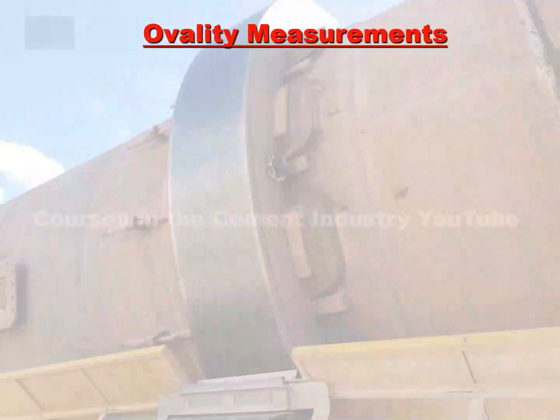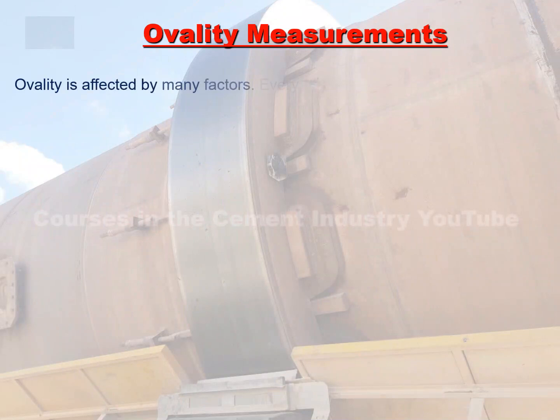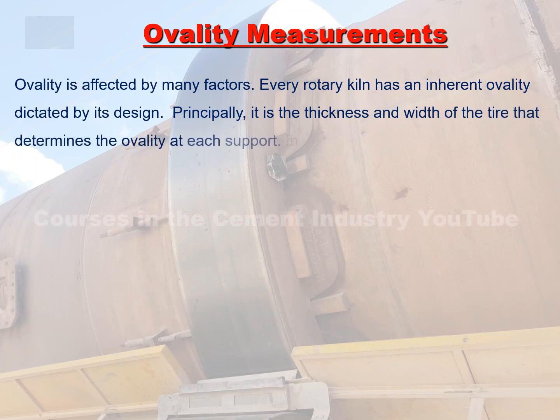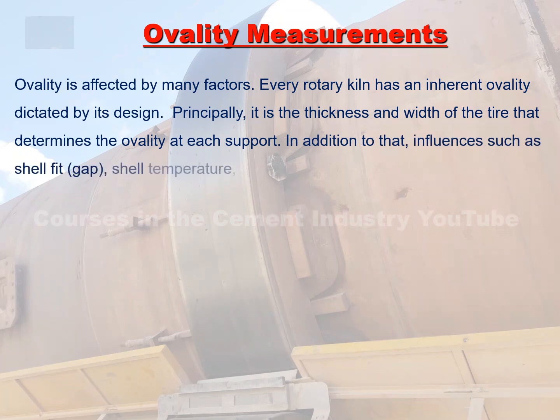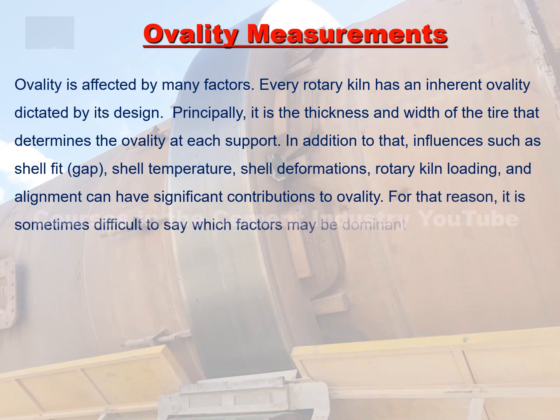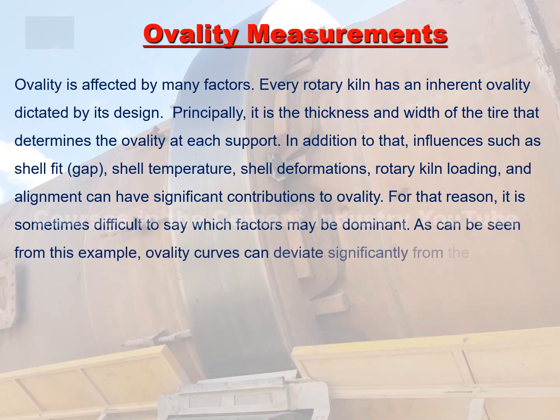Ovality measurements. In the previous slide, ovality is affected by many factors. Every rotary kiln has an inherent ovality dictated by its design. Principally, it is the thickness and width of the tire that determines the ovality at each support. In addition to that, influences such as shell fit, gap, shell temperature, shell deformations, rotary kiln loading, and alignment can have significant contributions to ovality. For that reason, it is sometimes difficult to say which factors may be dominant.